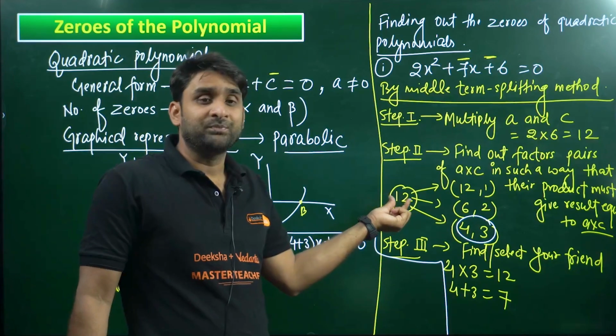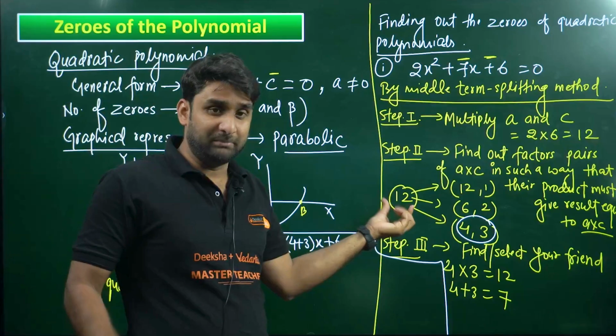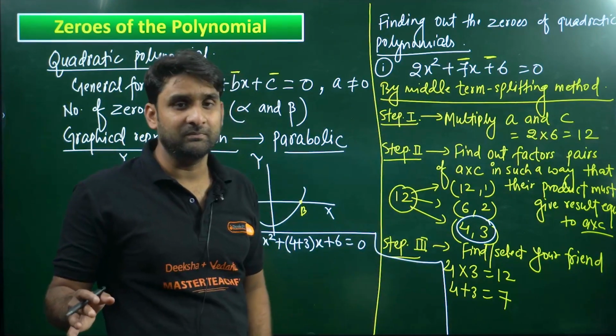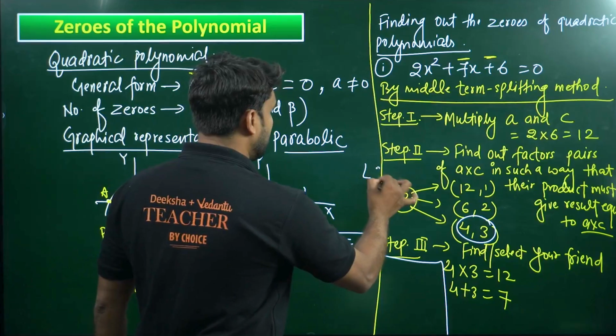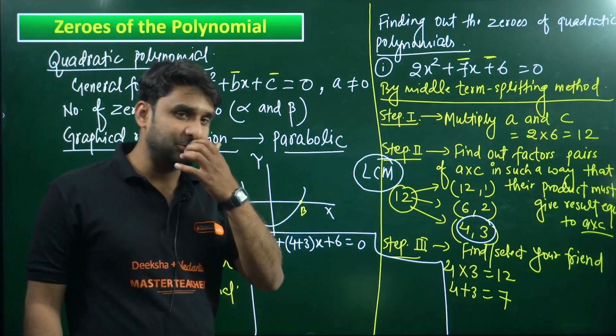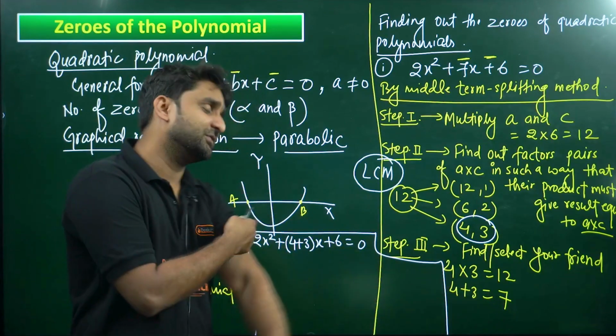If the number is bigger, like 100, 120, 500, then you need to follow the LCM. Sometimes you also follow the LCM rule, and you will be required to find the LCM also. But it was a smaller number, so we can directly get the brackets and factor pairs. So this is all about it.